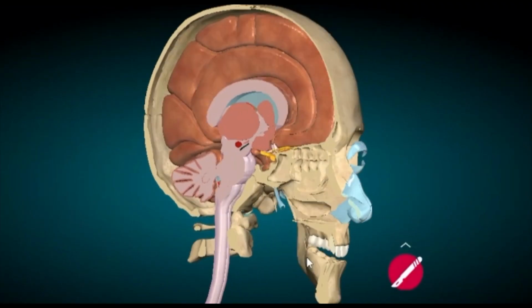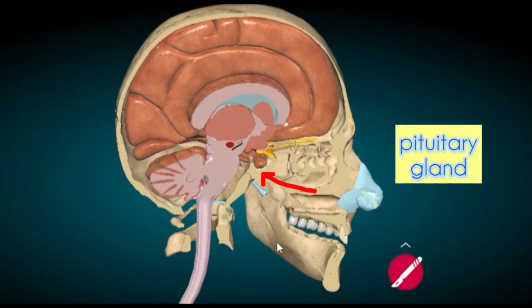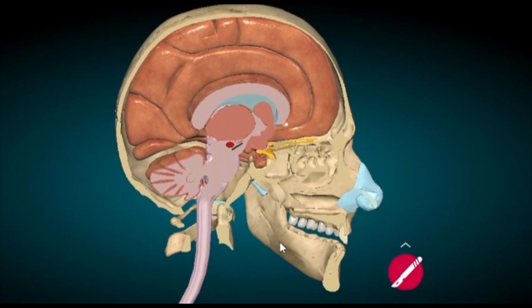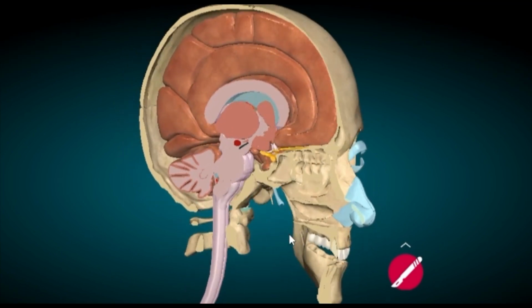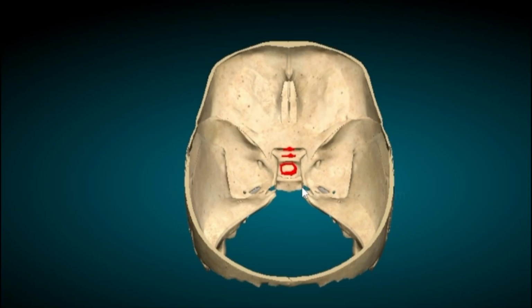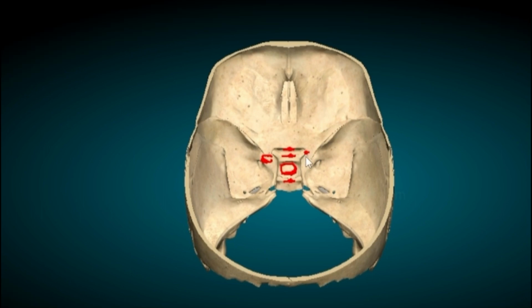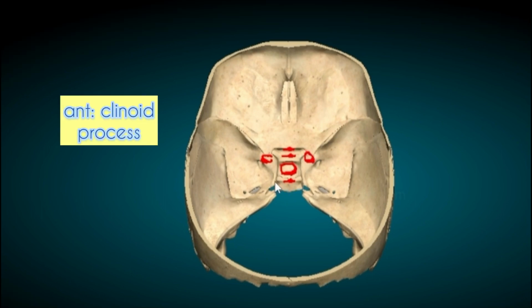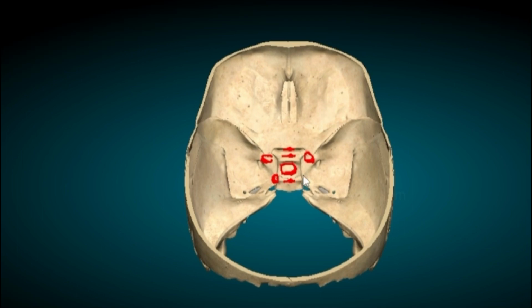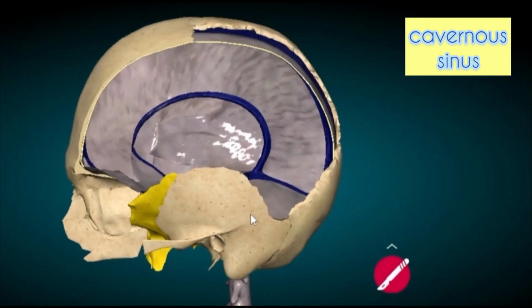So if I rotate this model to have a deeper look at this sella turcica, that's where the pituitary gland lies. The sella turcica is bounded posteriorly by a square plate of bone and that's called the dorsum sellae. So we've got these anterior clinoid processes and posteriorly we've got these posterior clinoid processes, and the cavernous sinus, they are directly related to the body of the sphenoid bone.